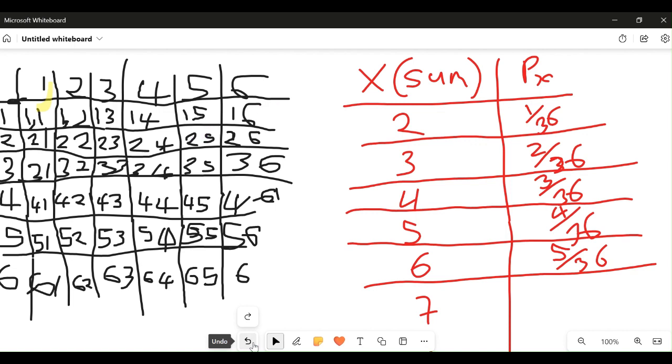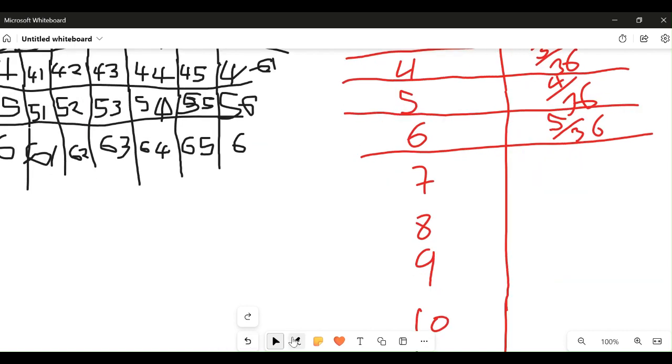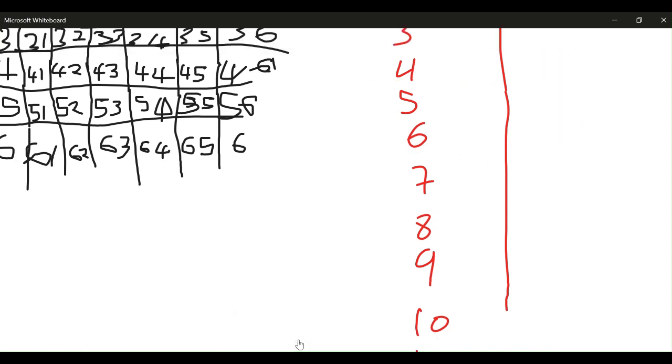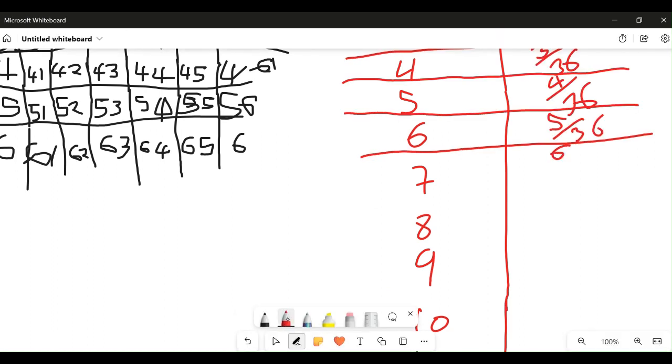So that means their probability is going to be 6 over 36. The probability will be 6 over 36. We have 6 over 36.